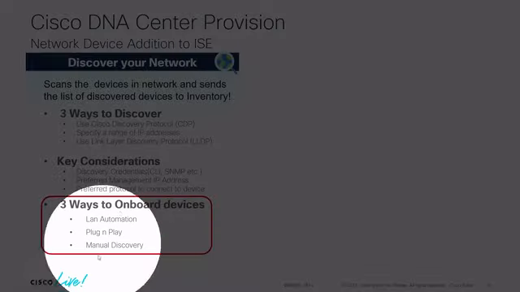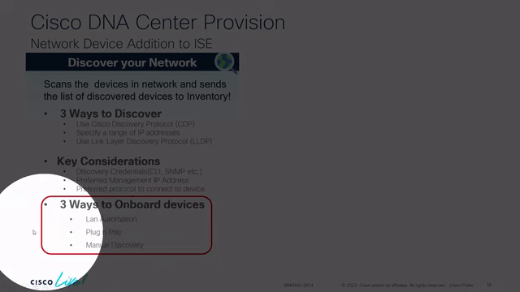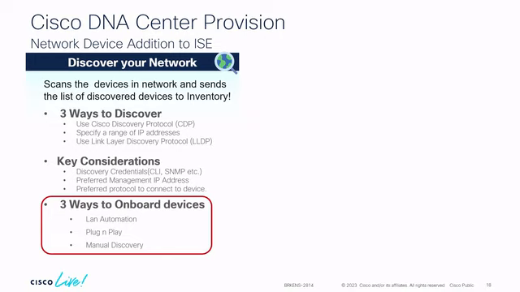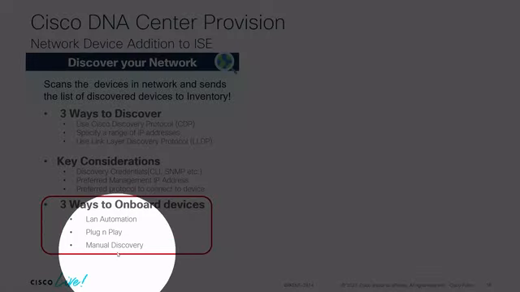It's completely automated, right? That's the difference between LAN Automation and plug and play. But if it's a brownfield environment, you already have a network up and running, and you want to just build a fabric on top, so you have to discover an existing network onto DNA Center. If that's your use case, you can certainly use the manual discovery option.